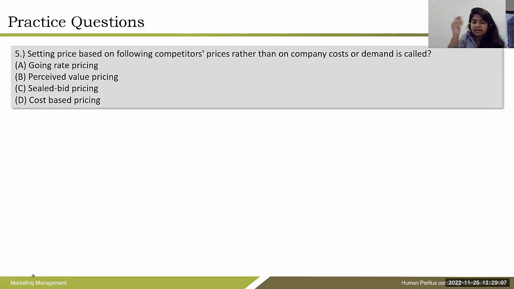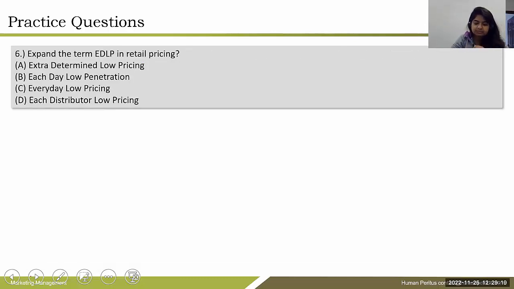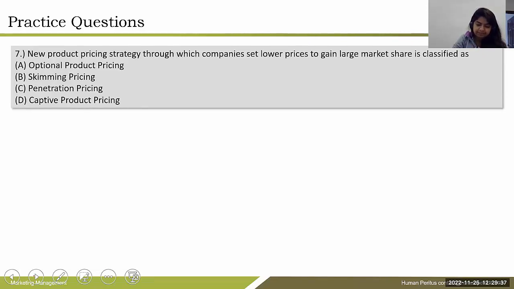What is charged by the competitor in the market? Correct answer, Richa. Next question. Just the full form. Correct answer, Roshan. Correct answer, Richa. Correct, Sumita. Everyday low pricing. So lower prices to gain market share. Skimming or penetration? Correct answer, everyone.